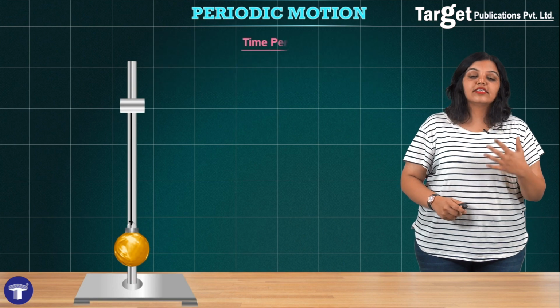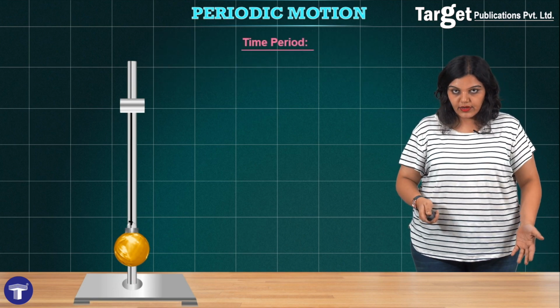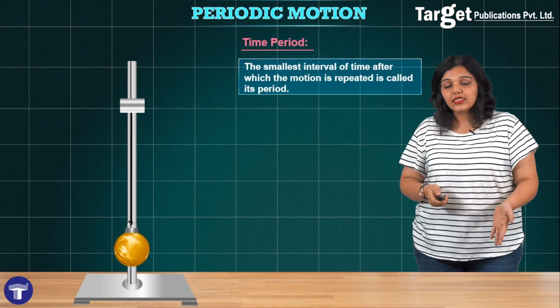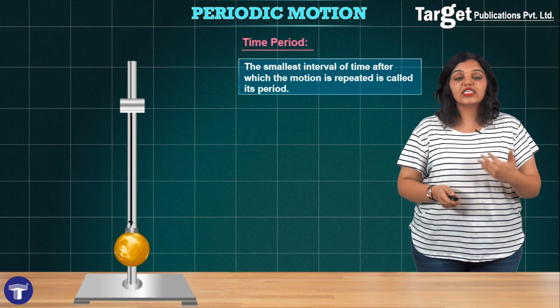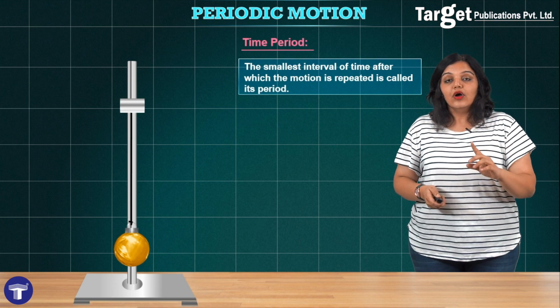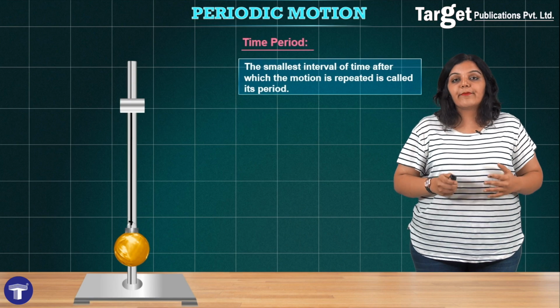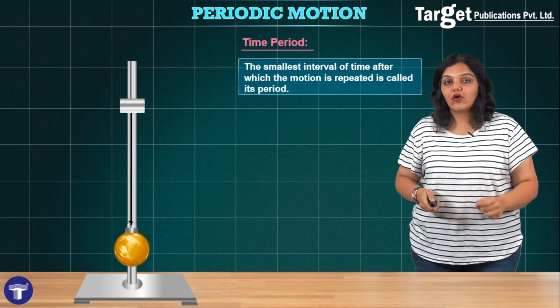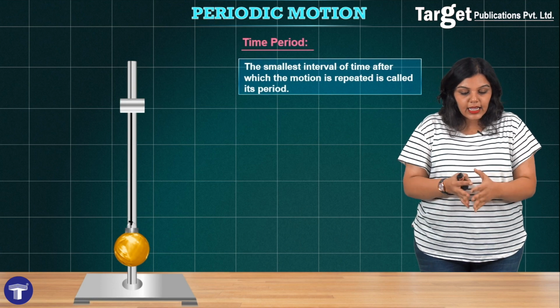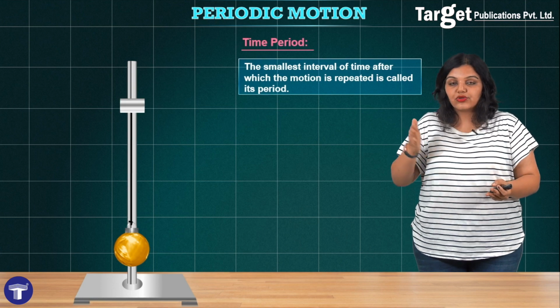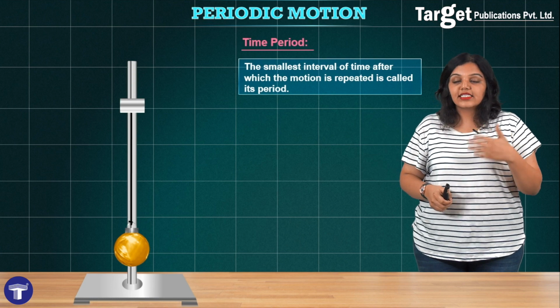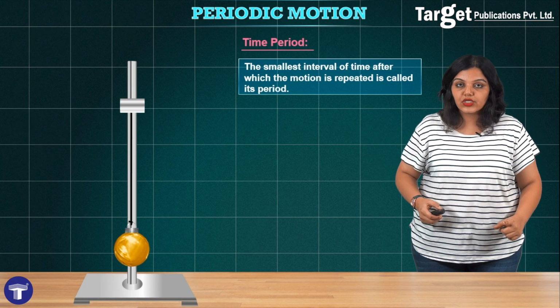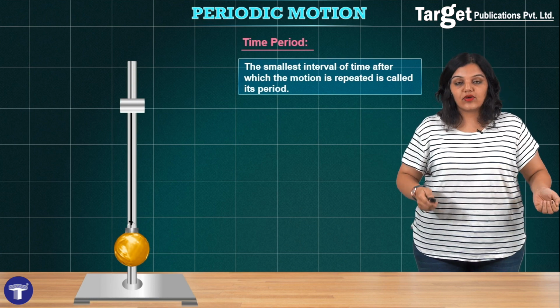I want to start by understanding what exactly is the time period. By definition, it is the smallest interval of time after which the motion is repeated. Now, before I write down the formula for time period, I want to ask the question, what exactly do I mean by one oscillation? I'm saying that time period is the time after which the motion repeats itself, which means it's the time taken for one oscillation. But what exactly is one oscillation?